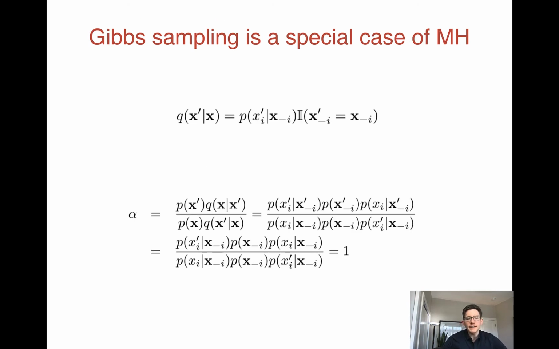Okay, I told you that the Metropolis Hastings algorithm is a generalization of Gibbs sampling. So let me say now what I mean by that. We're going to see that, in fact, Gibbs sampling is a special case of the Metropolis Hastings algorithm. That is, it's the case when we use a specific proposal distribution. The proposal distribution we're going to use is the following one.